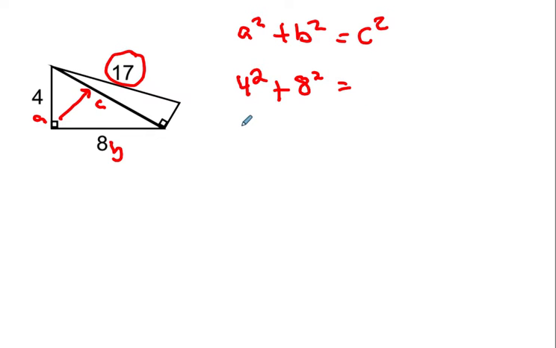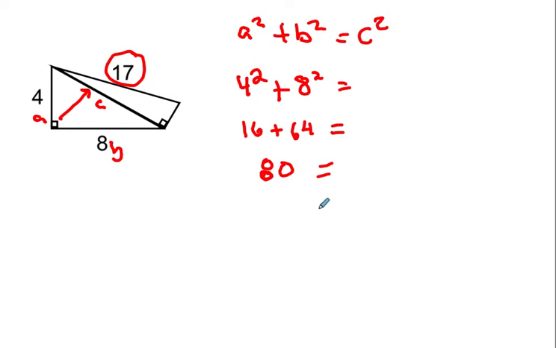So 4 squared means 4 times 4, so I get 16. Remember, if you thought that was 8, you're adding, or you're multiplying by 2. 8 times 8 is 64. And that's still going to be C squared. Now if I add those together, I'm going to get an answer of 80. Clean that up a little bit here. And that's my C squared value.